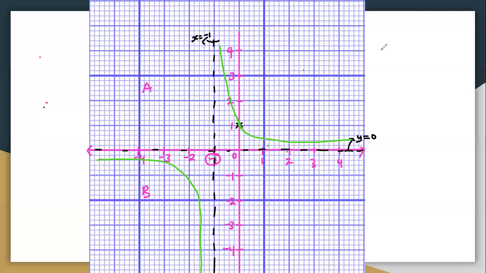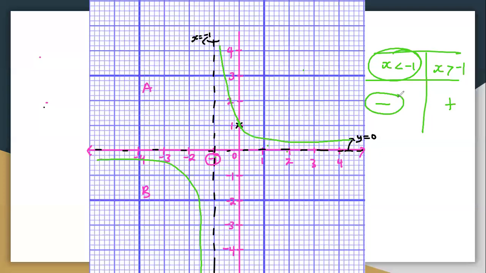Because when we are sketching, we look at the behavior. When we were having x less than -1, our answer was negative. When we are having x greater than -1, we got a positive. What does it mean? It means that for any x below -1, your curve is going to be below the x-axis. So when you look at our region, this is below the x-axis.